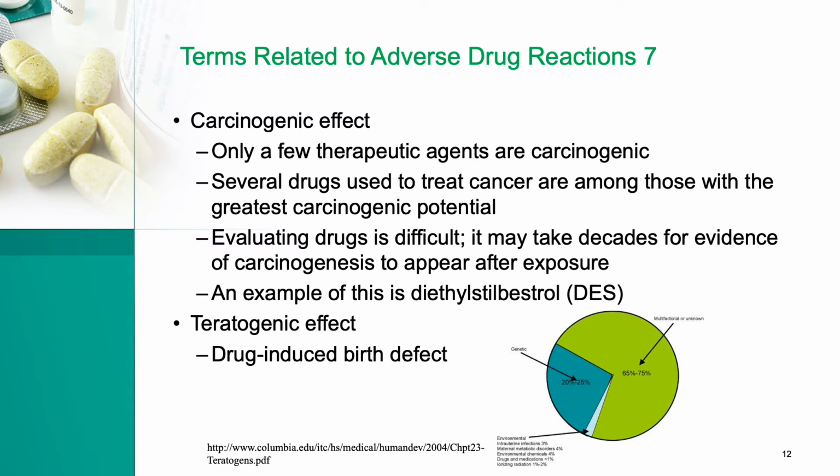An example of this is diethylstilbestrol, DES, which is a synthetic estrogen that was developed to supplement a woman's natural estrogen production. It was first prescribed by physicians in 1938 for women who experienced miscarriages or premature deliveries. DES was originally considered effective and safe for both the pregnant woman and the developing baby.